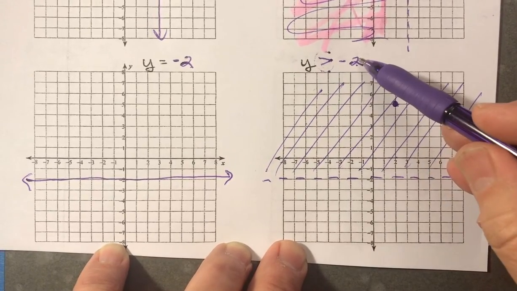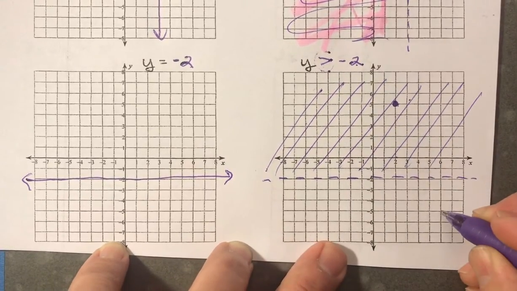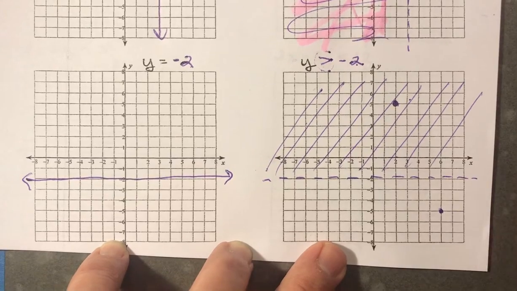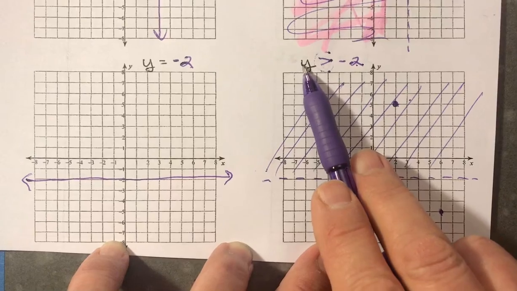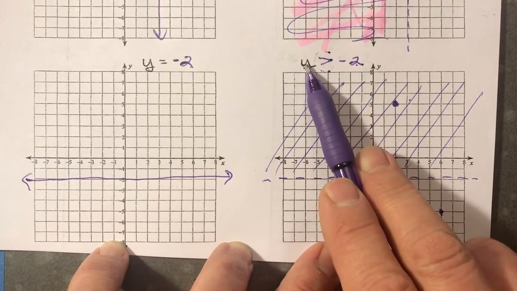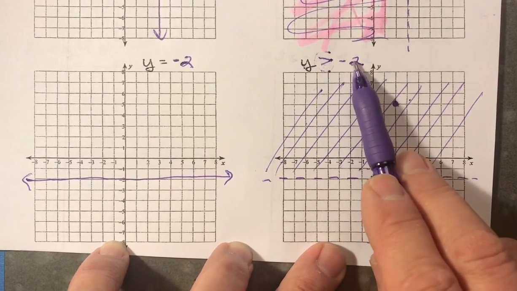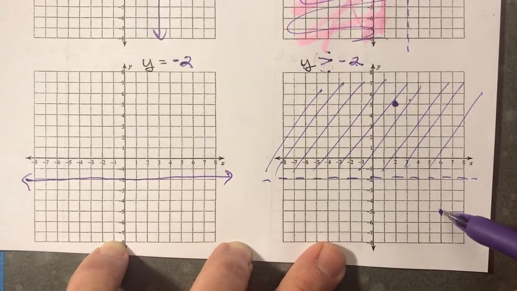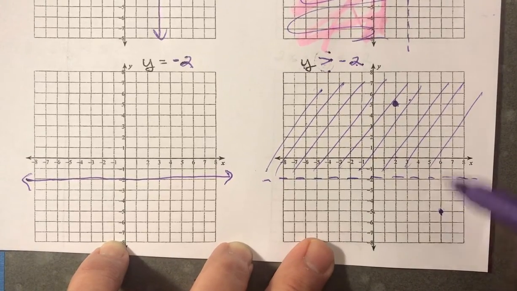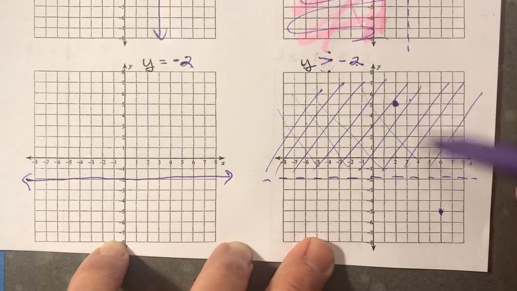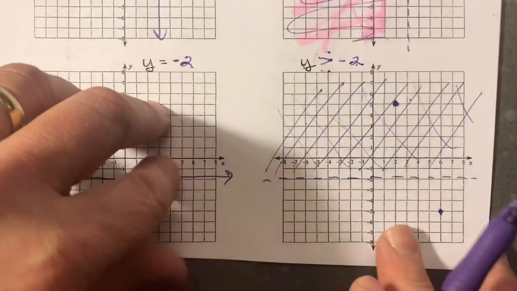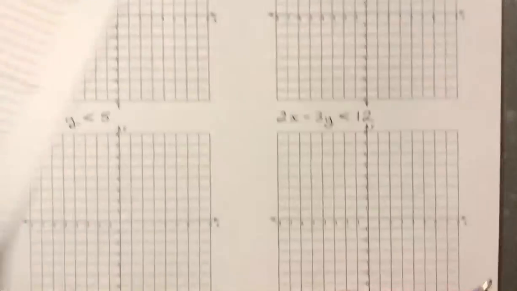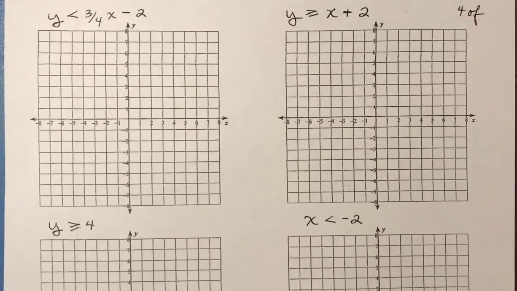5 is greater than negative 2. If I pick an arbitrary point on this side, y is negative 5, and negative 5 is not greater than negative 2. So this point is not in our solution set, only the points that are above that dotted line. Okay, let's do a few quick examples then before we quit here.